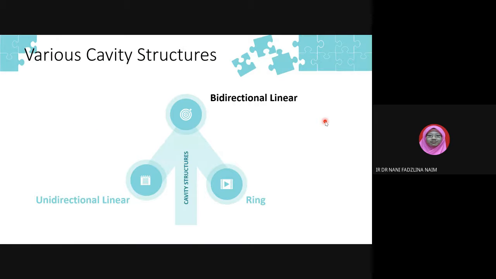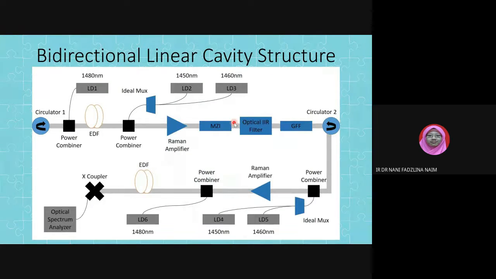So let's look at the second structure, which is the bidirectional linear. We can see here we have circulator 1 and circulator 2, and the rest of the devices are almost the same as the unidirectional structure. The function of the circulator is basically to get a bidirectional signal, so that the bidirectional structure is produced. So let's say we have a signal that passes through this circulator, and then the circulator will reflect back to reduce the loss.